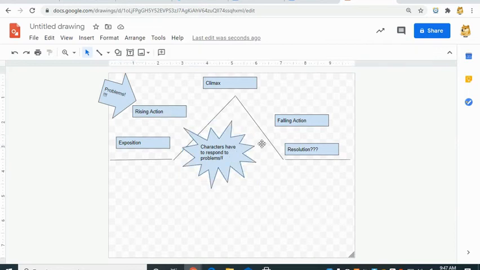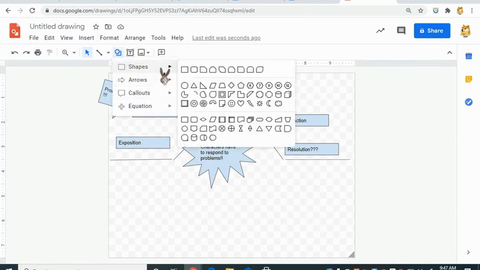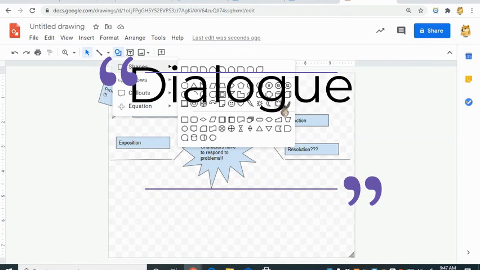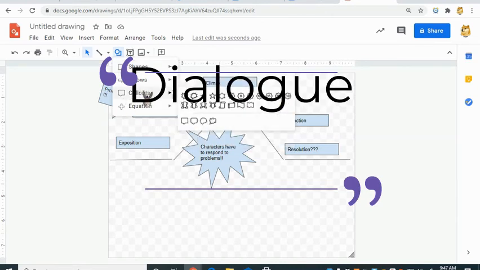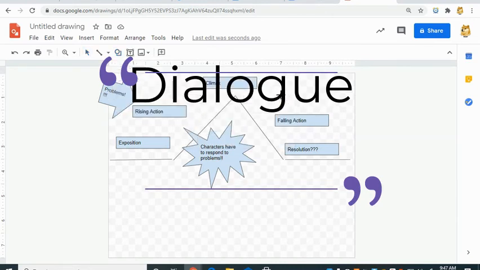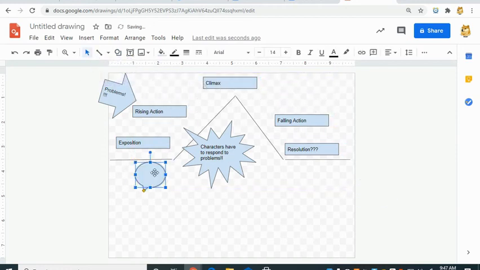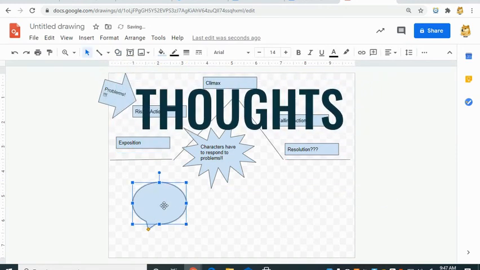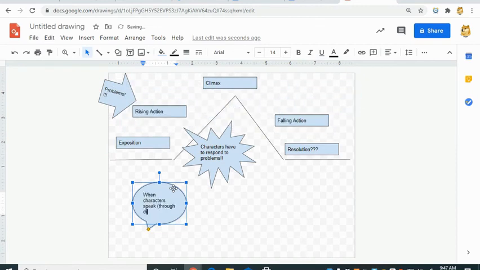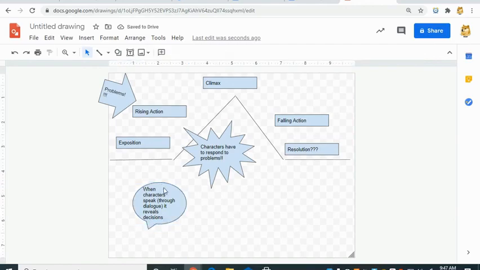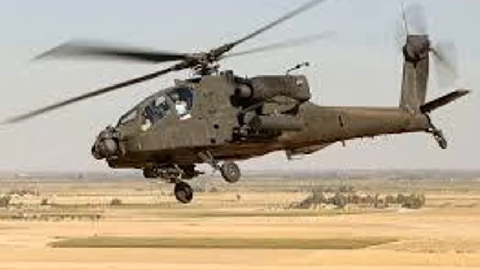And then how do we see characters' actions and decisions? We figure that out through dialogue, what they say as they're doing things. So I'll put that little bubble right here. This is dialogue, and the characters' actions and thoughts are revealed through that. When characters speak through dialogue, it reveals decisions, such as when Arnold's like, get to the chopper! We know that he has to get to the chopper.